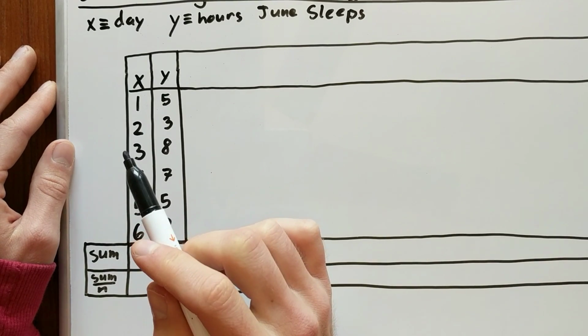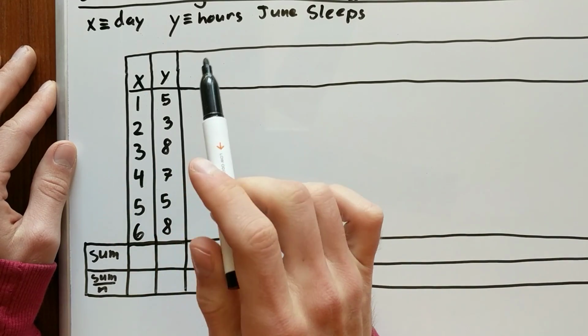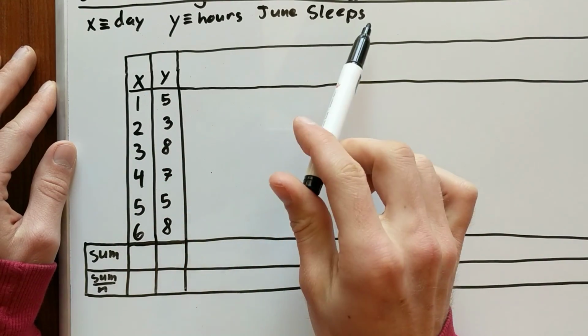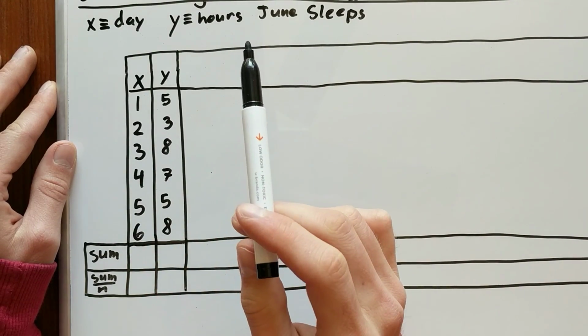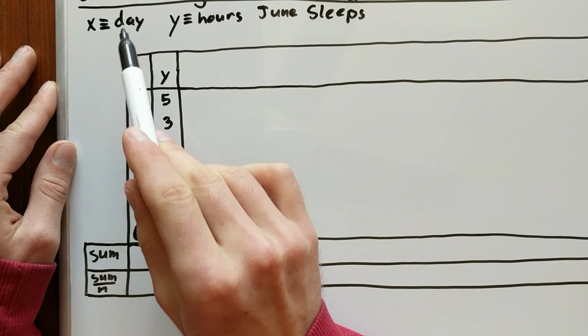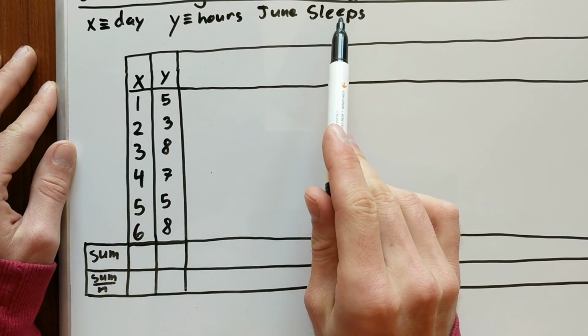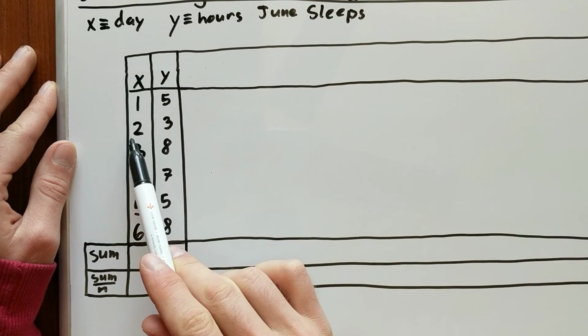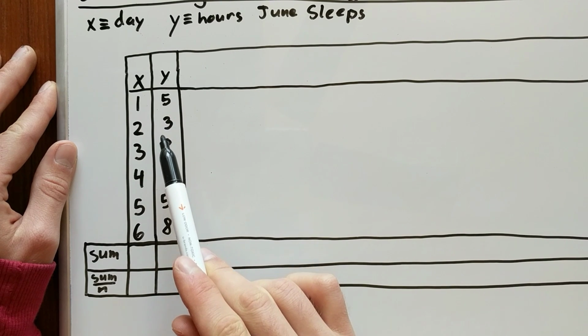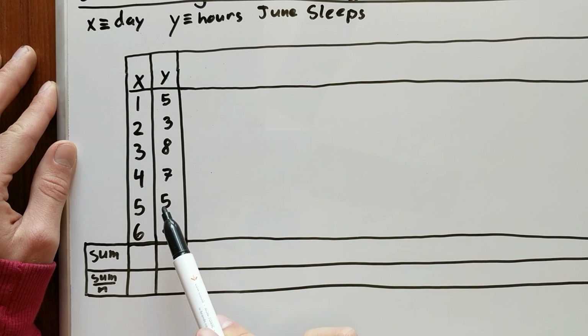I measured the total number of hours that my puppy June sleeps over 6 given days. X is going to be day. So for day 1, June slept 5 hours. On day 2, she slept 3 hours. And then 8, 7, 5, and 8.